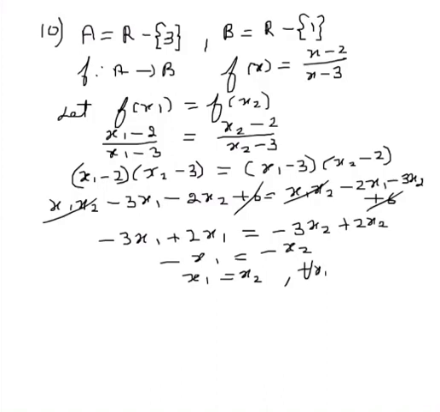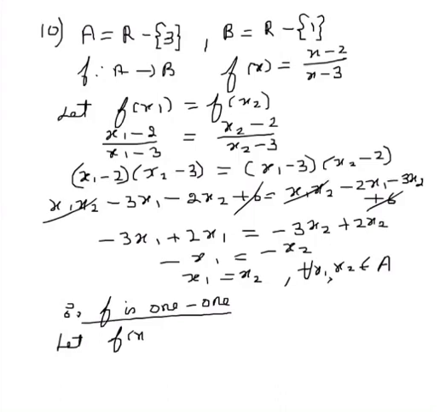And it is true for any two elements taken from the first set A. Therefore, we conclude that f is 1-1. Now we have to check whether it is onto or not. So for that we take f of x is equal to y, and f of x is (x minus 2) by (x minus 3).